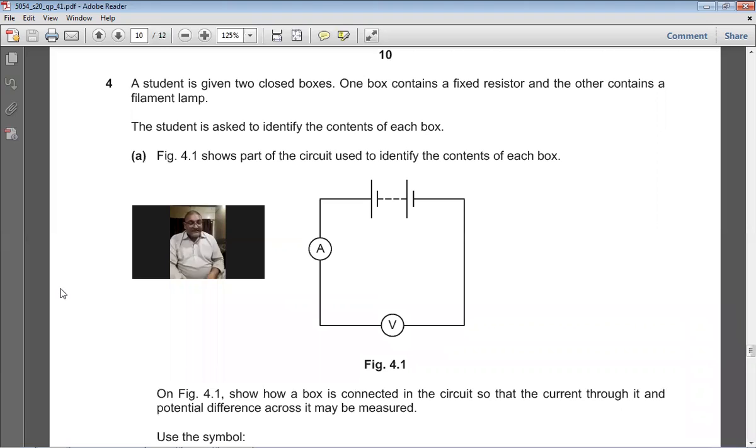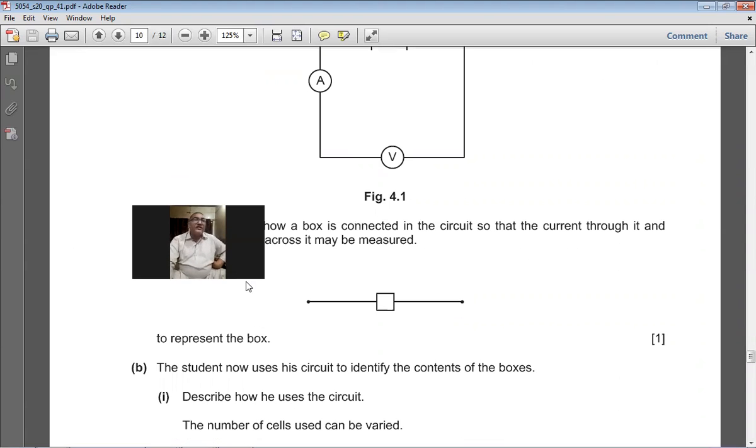Okay, so we are starting the next question. That's question number 4. He says a student is given 2 closed boxes. One box contains a fixed resistor and the other contains a filament lamp. The student is asked to identify the contents of each box. Figure 4.1 shows part of the circuit used to identify the contents of each box. So here in this circuit, we have batteries, then we have an ammeter, here we have the voltmeter.